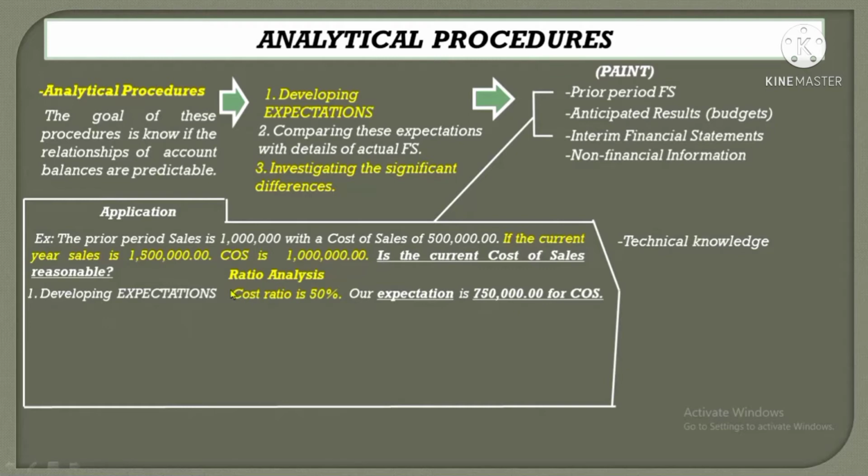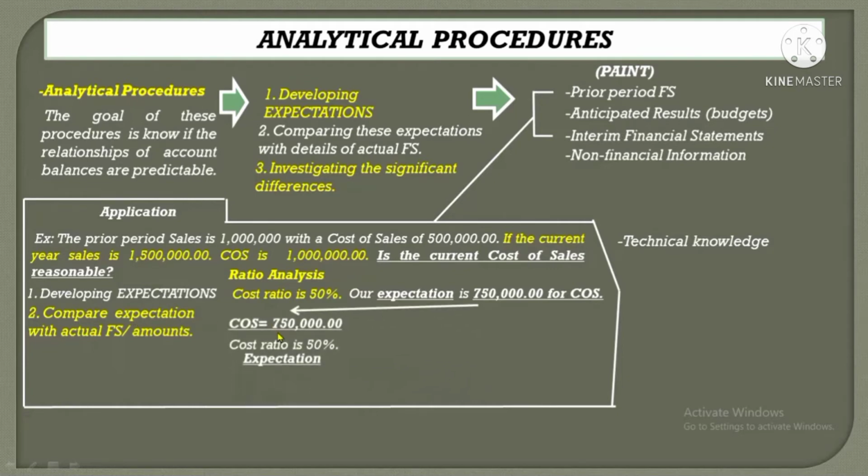Now let's go to step 2 of analytical procedures, which is the comparison of expectation versus the actual amounts, which is 750,000 versus 1 million. And if we're talking about cost ratios, we have 50% versus 66.67%. And then the difference is 250,000 as to amounts, and as to the ratio, we have a difference of 16.67%. And the question is, are the differences significant?